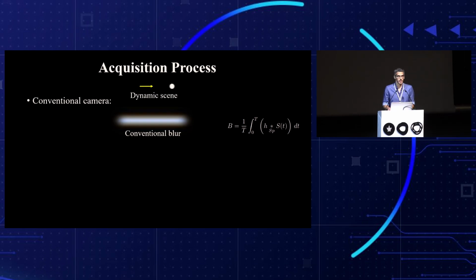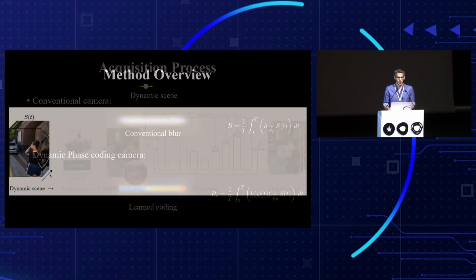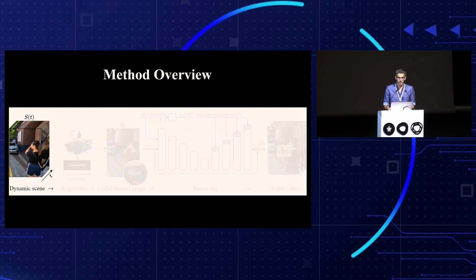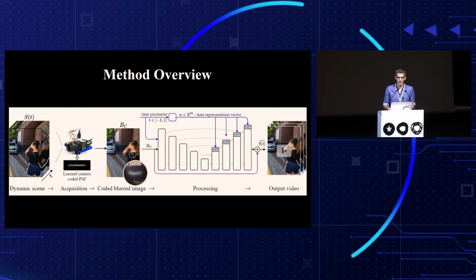Let's take a look at a simple example of a dynamic scene. Assume we have a point light source moving from left to right. In a conventional camera, we get a smear of the point such that we cannot identify the direction of the motion, if it's from left to right or from right to left. Using our dynamic phase coding, we get a coded blur such that we can know the direction of the motion. This coding is achieved using focus variation during the exposure, such that we get a point spread function that changes in time.